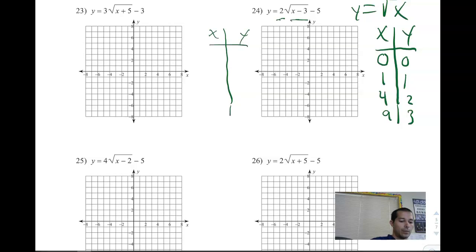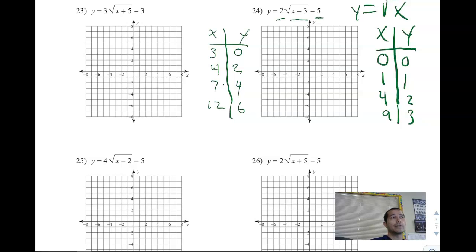If I move everything, the x minus 3 means I move everything right 3. So I'm going to be adding 3 to all the x's. So 3, 4, 7, and then finally 12, okay? And then what does the 2 do? The 2 multiplies all the y values by 2. So 0, 2, 4, 6. Then lastly, the minus 5 right here subtracts 5 from all the y's.